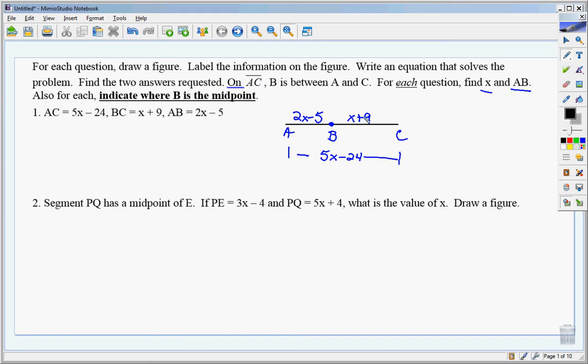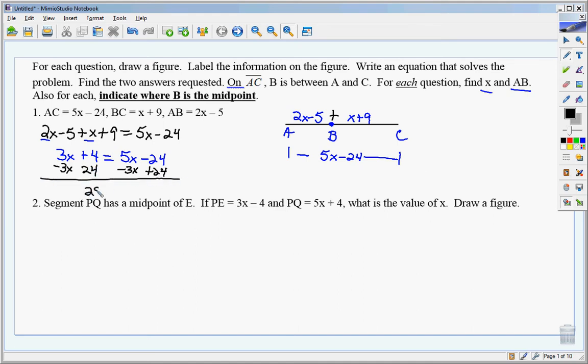From there, I can see segment addition. I can take part of the segment, add the rest of the segment. So 2x minus 5 plus x plus 9 should be equal to the whole thing, 5x minus 24. Combine like terms, 2x and x is 3x. 9 and a negative 5 is 4, equals 5x minus 24. Combining a couple of things here, I'm going to subtract 3x from both sides, but I'm also going to add 24 to both sides just for the sake of time.